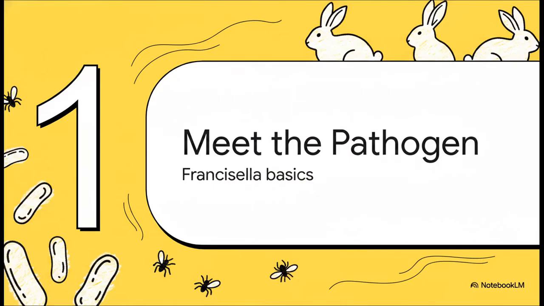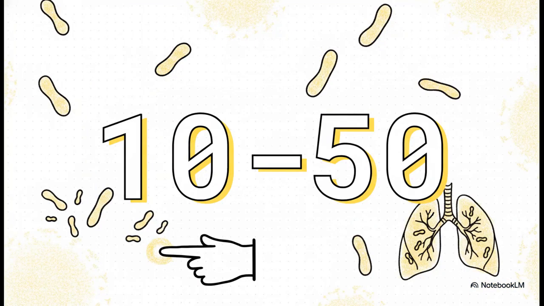All right, part 1. Let's meet the pathogen. Okay, I really need you to burn this number into your brain right now. 10 to 50. Just look at how incredibly tiny that is. This represents the infectious dose of Francisella tularensis required to cause an infection if it gets in through the skin or via inhalation. Just 10 to 50 organisms. To put that into perspective, that is literally one of the lowest infectious doses of any known pathogen. It's just terrifyingly efficient at setting up shop in the body.